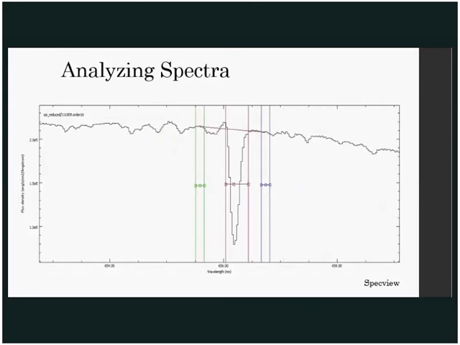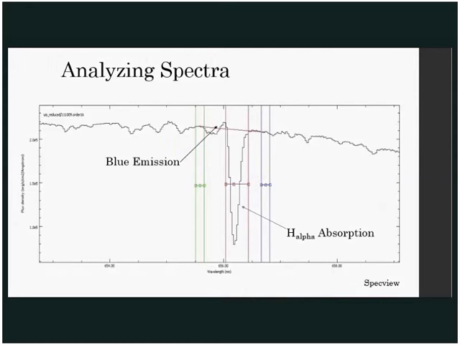So analyzing the spectra, there are a few things that we have to do first. We have to measure the continuum line, which is basically the basis for the feature. And then we measure the equivalent width, which basically turns the feature into a rectangle and measures just the area of it.